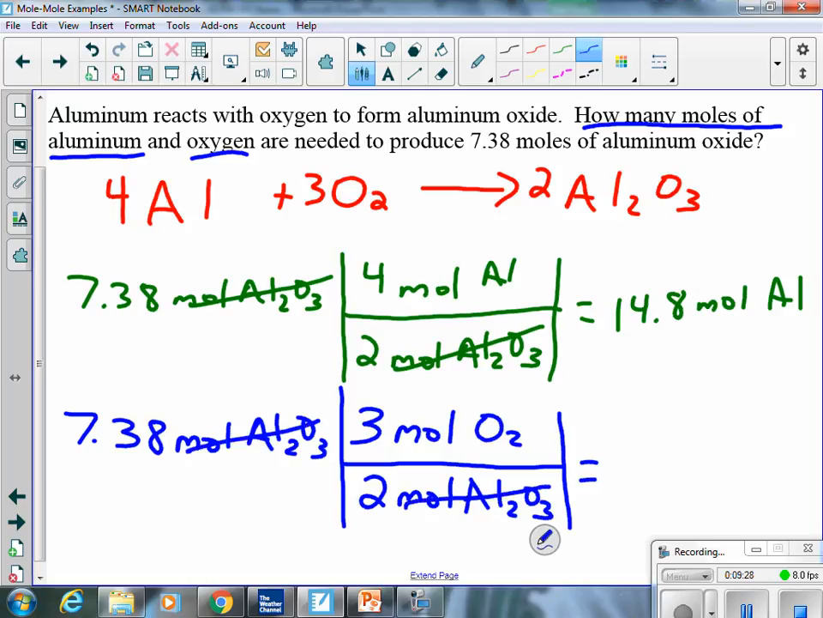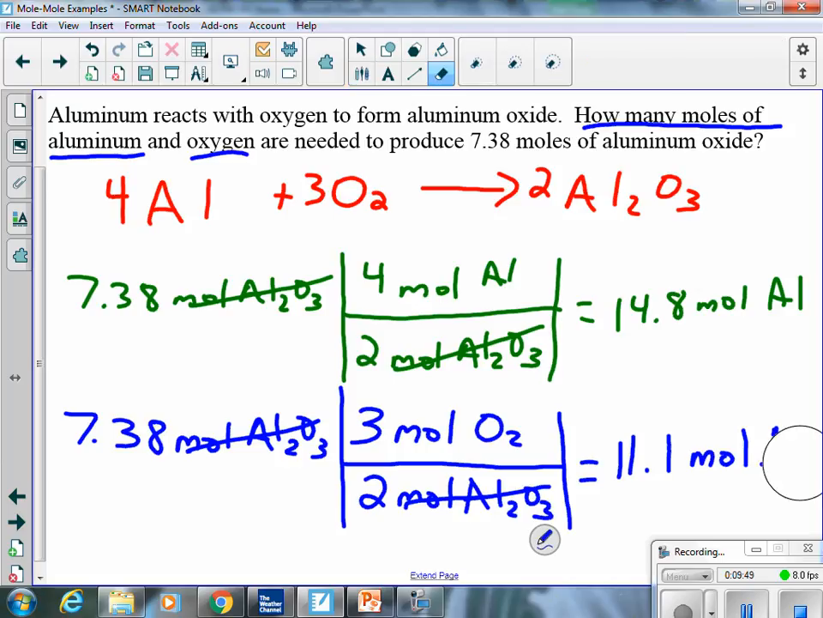So I'm going to take the 7.38 and multiply that by 3, then divide it by 2, and I am going to get, with 3 significant digits, 11.1. My label's going to be moles. Whoa, whoa, whoa. I was going to put moles of aluminum. Is that what I just calculated? Nah. Moles of oxygen.